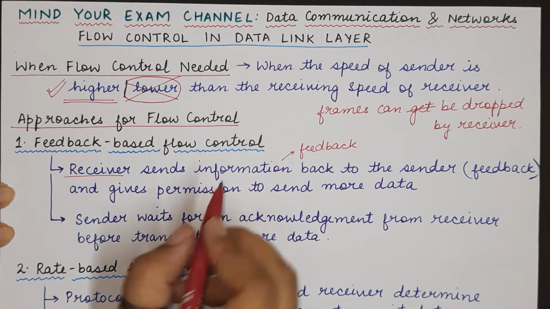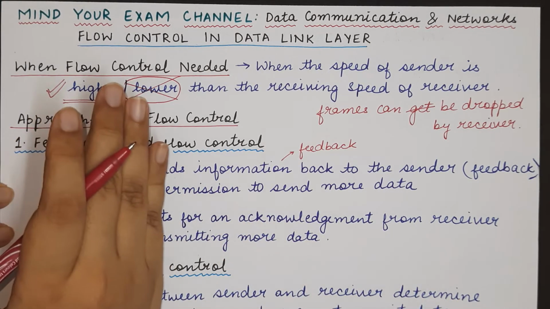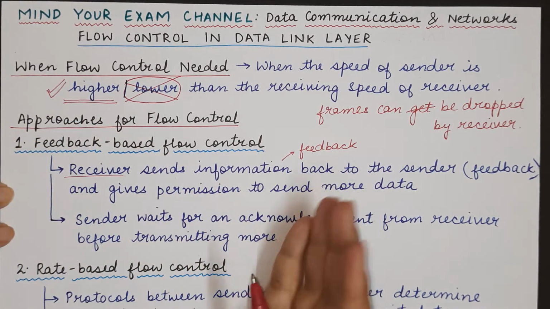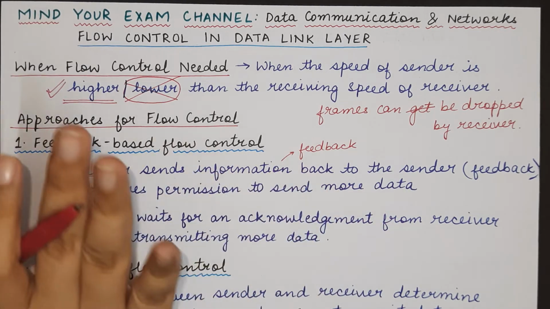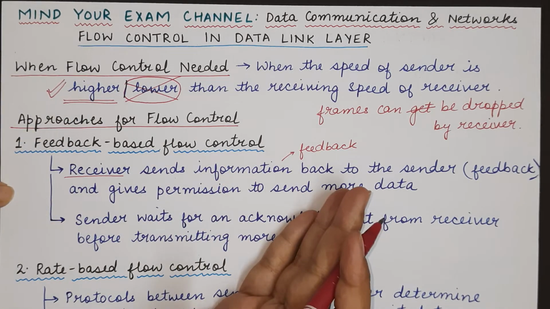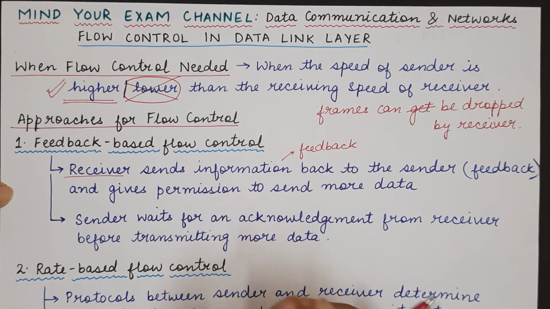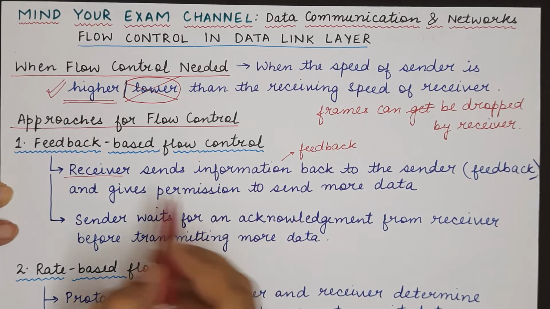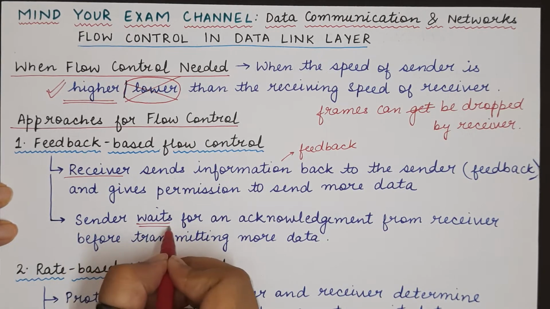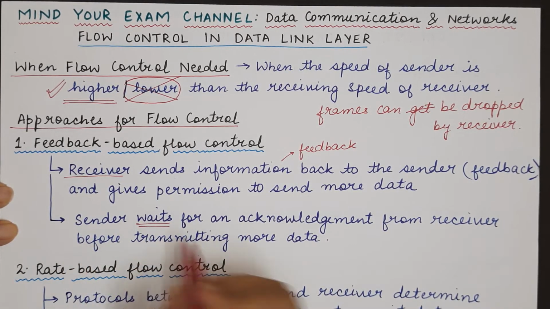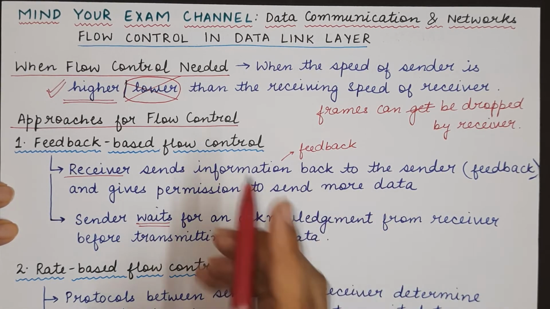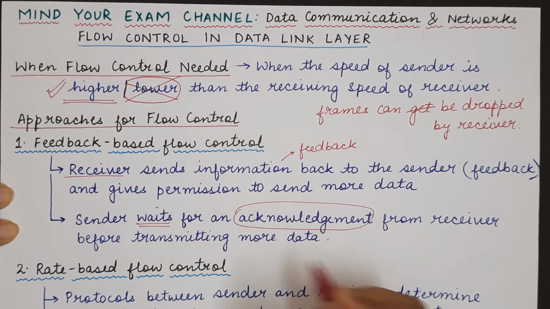If the receiver sends a frame back to the sender saying send me more data, then the sender will send the next frame. But if the receiver says wait, do not send for the next 10 minutes, then the sender has to wait for 10 minutes and then again see if the receiver is ready to accept frames. So the receiver has to send feedback to the sender, and the sender will wait for an acknowledgement from the receiver before sending more data. The feedback sent by the receiver is generally referred to as an acknowledgement.